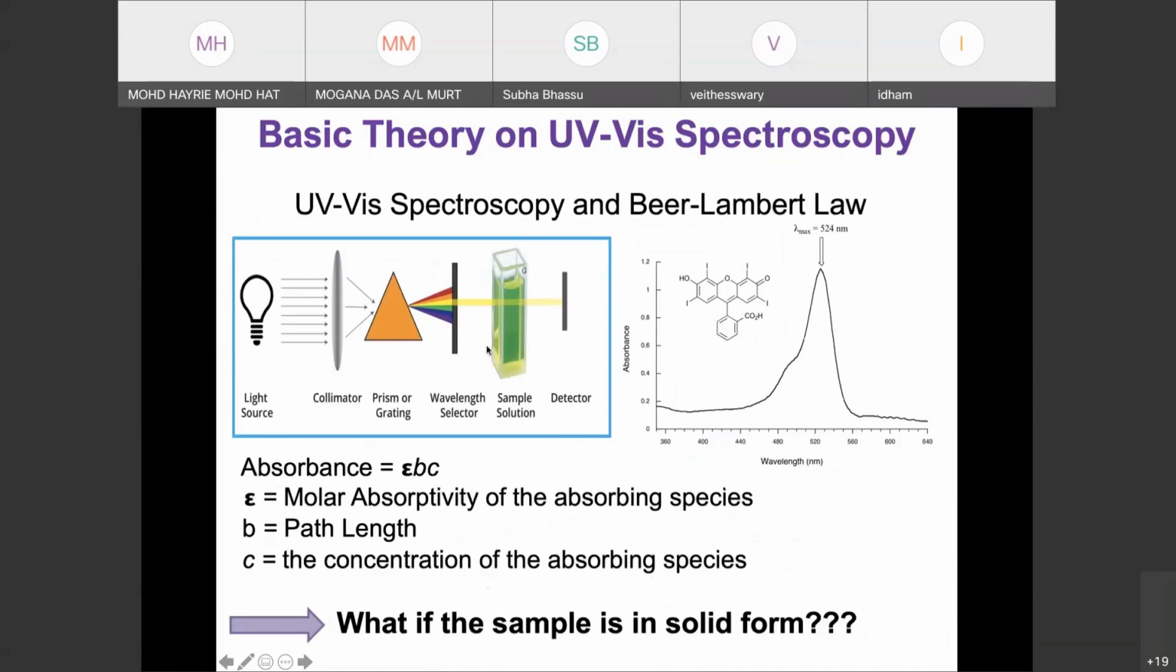This is a typical diagram of UV-based spectroscopy and the Beer-Lambert law. We have a light source, a sample here, and then the detector will detect the transmitted light. At the end, it records the spectra. Basically, by the Beer-Lambert law, absorbance equals epsilon, the molar absorptivity of the absorbing species, times the path length, times the concentration of the absorbing species. This one is actually for a sample solution. But how about if the sample is in solid form?